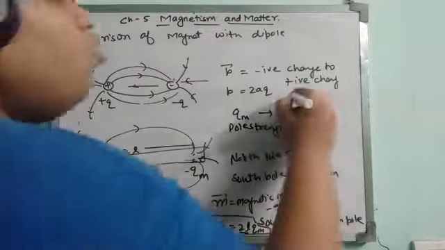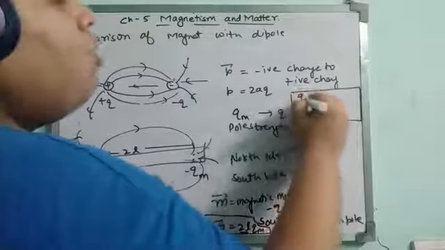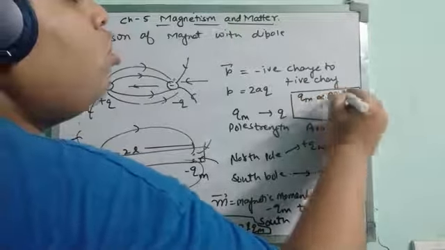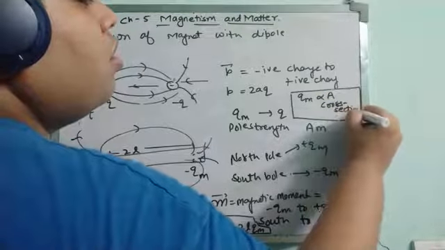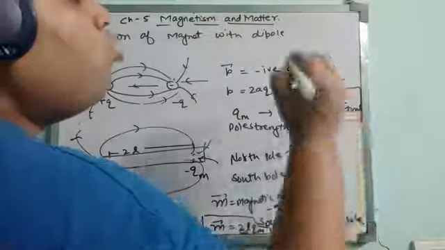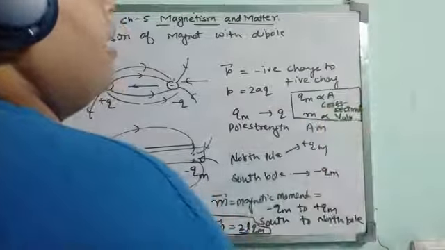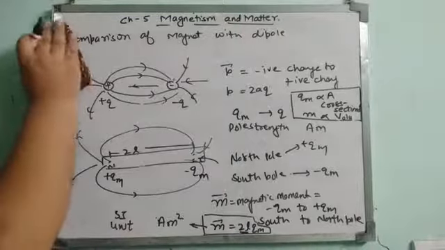Now, two things you must keep in mind. Pole strength is directly proportional to cross-sectional area, and magnetic moment is directly proportional to the volume of the bar magnet. Now let's do some questions on this.